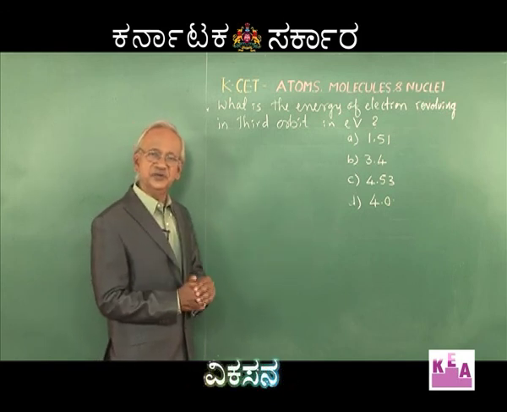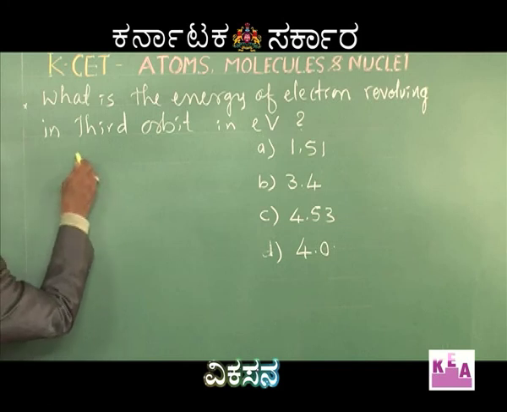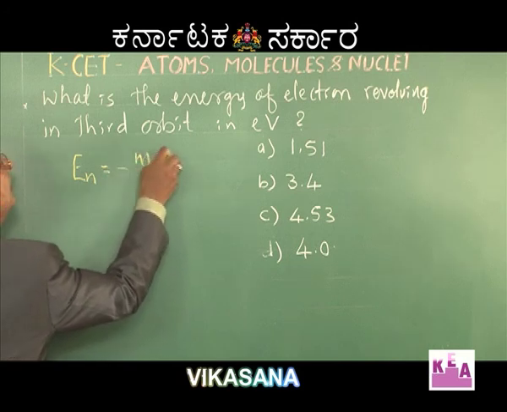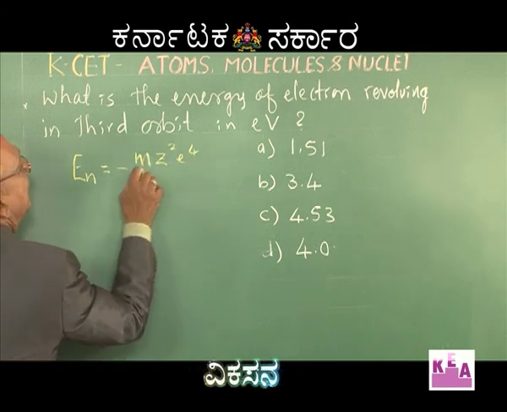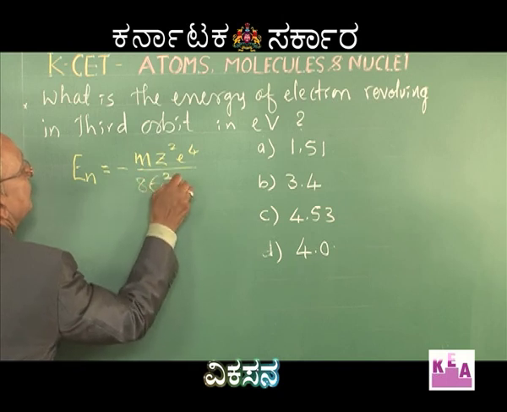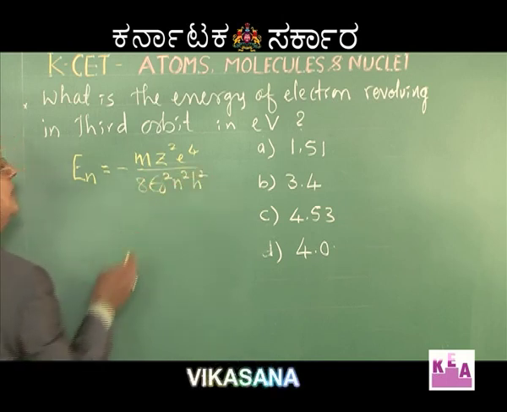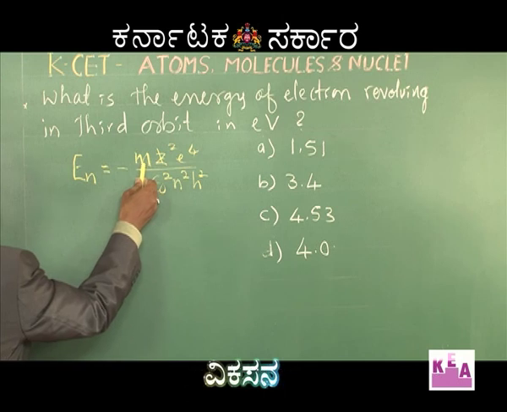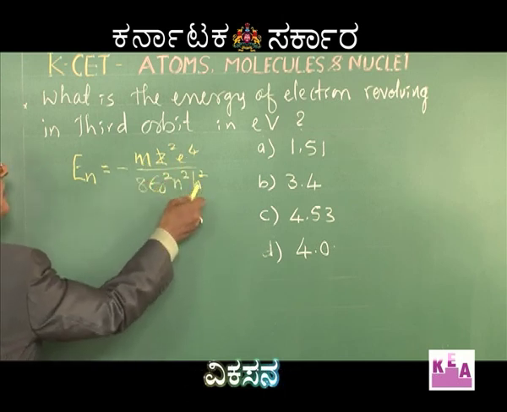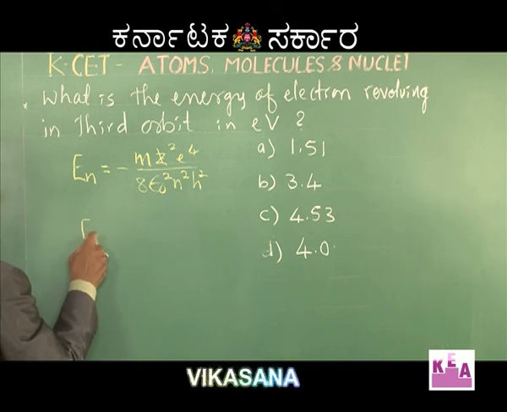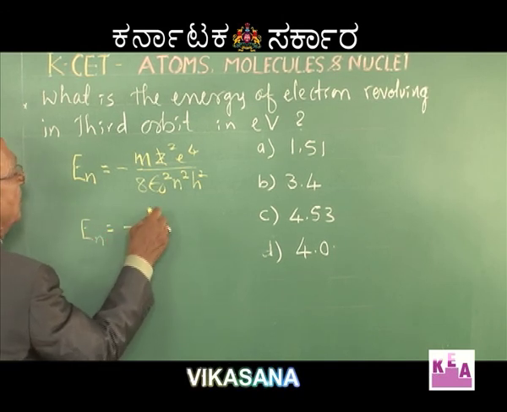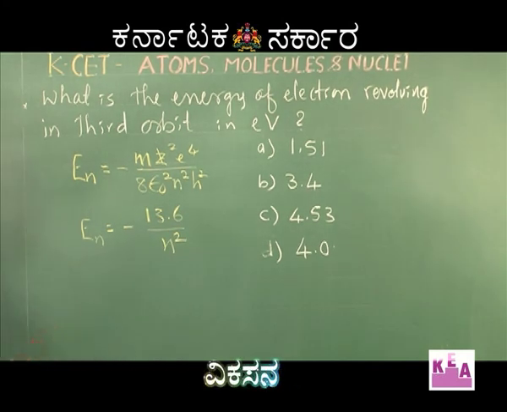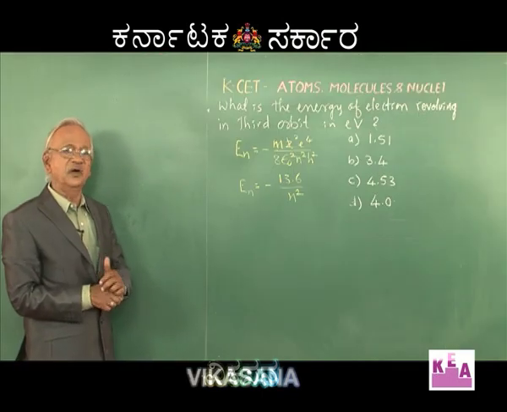So what expression do we need to recall? The energy of the electron in the nth orbit can be written as minus m Z square e^4 divided by 8 epsilon naught square n square h square. For hydrogen, we take it as Z, and if you substitute the values of m, e, epsilon naught, h, which you must have done, and express it in electron volt, you would have got this as 13.6 divided by n square. So this is the expression for the energy of the electron in any orbit, that is the nth orbit.